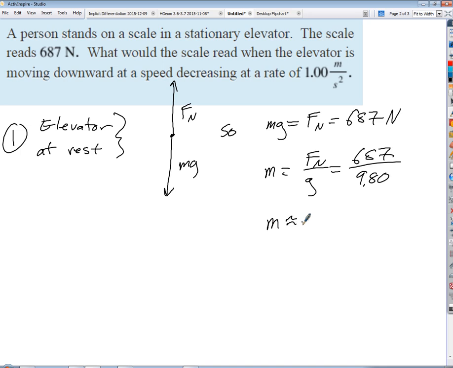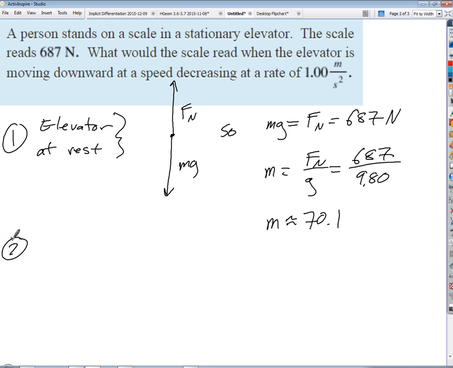Somebody, what's 687 divided by 9.8? 70.1. Say it again? 70.1. Okay, now keep the unrounded number in your calculator though, right? Because we don't need that. So that's our mass, approximated, rounded. Now we're going to go to part two.